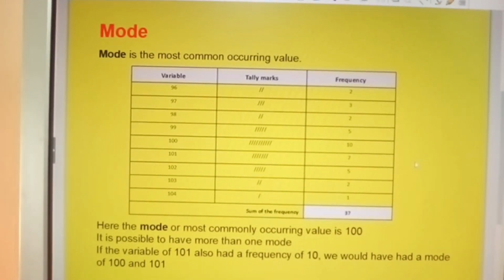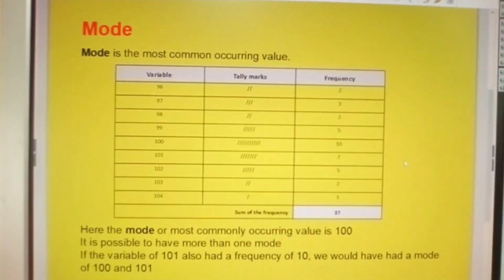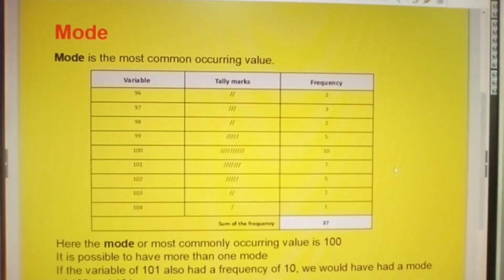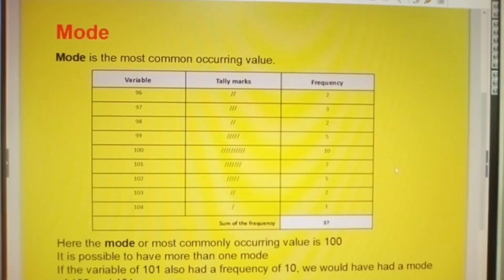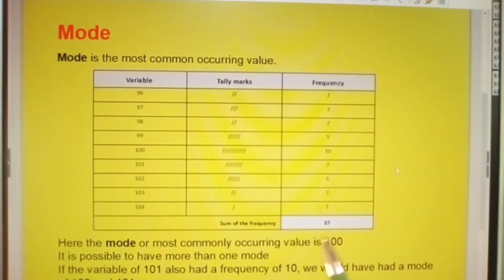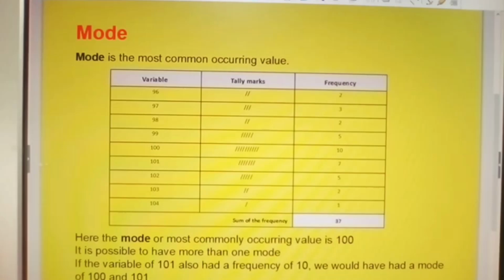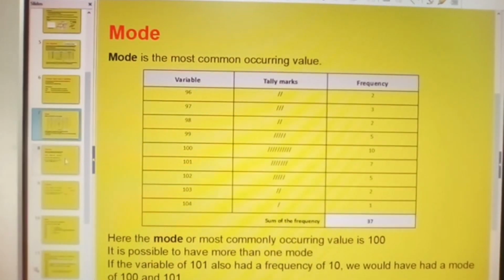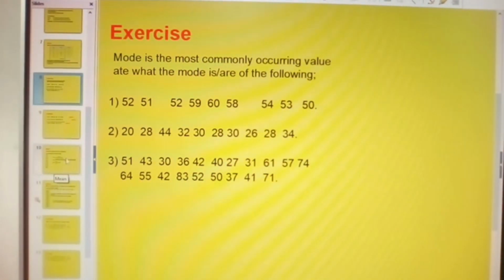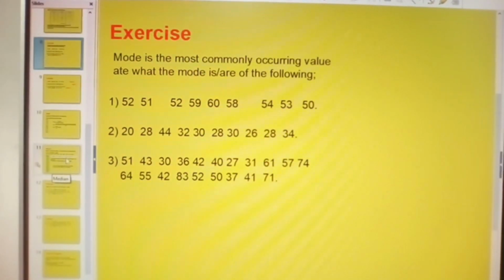Now mode is the most common occurring value, and this is something that you need to be familiar with. Here the mode or most common occurring value is 100, and you can see that there are 10 boxes with 100 in it. I don't need to go any further because you should be able to apply this for yourselves and apply your own learning style in order to understand and interpret it in your own mannerism.